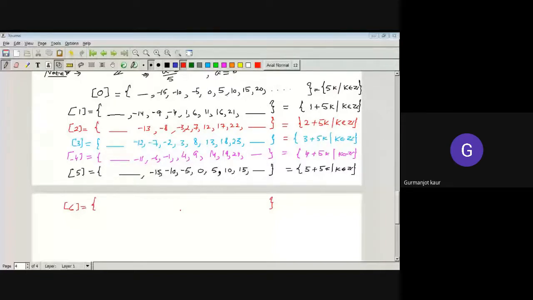Sir, can you call somebody else? Yes. Gurman, you can mute the audio because it is disturbing. Jyoti Sharma. Yes, Jyoti. Name the elements which are in relation to 6. Yes, tell me. -4. Well done. And 1. Will -4 belong to it?